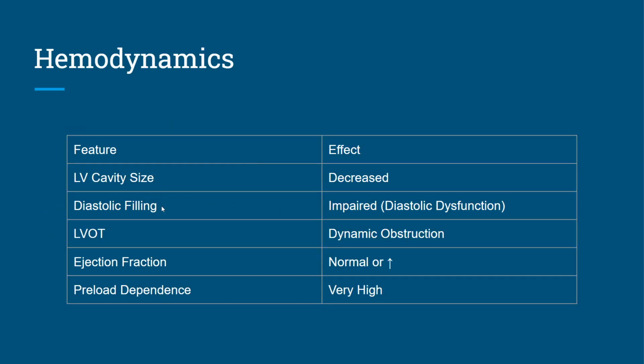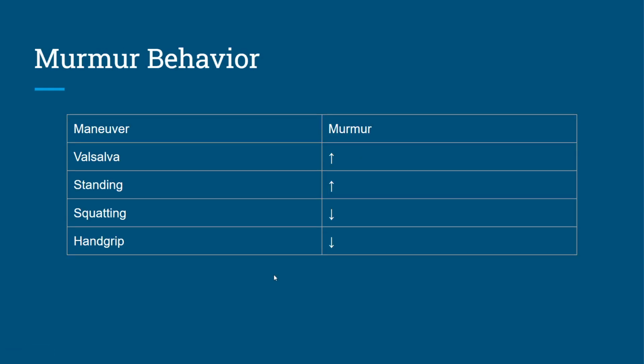And I already talked about how diastolic filling is impaired and the rest. And yeah, it's very preload dependent. That's why the murmurs are very dependent on the maneuvers.